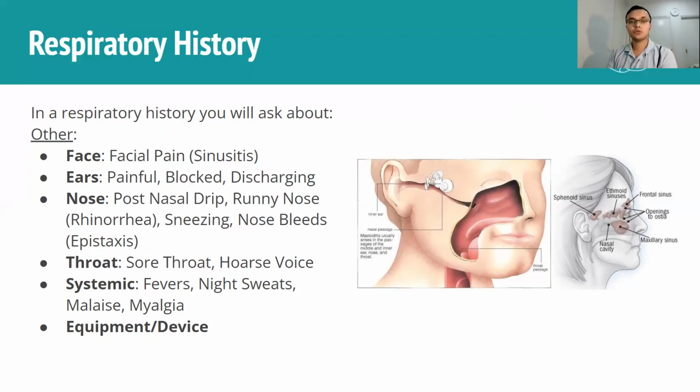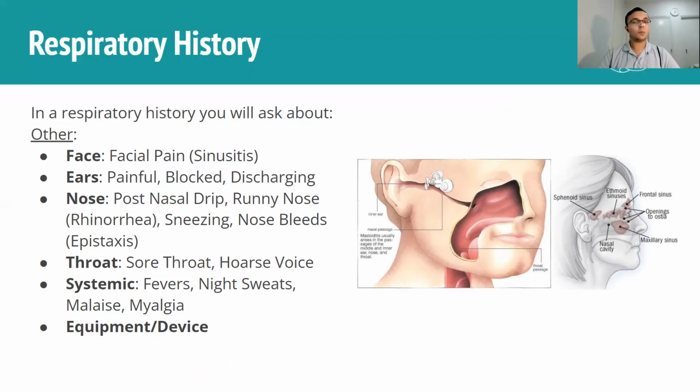You also have throat-related questions. So do they have a sore throat? Do they have a hoarse voice? Then you have your more systemic questions about fevers, night sweats, malaise, myalgia. And again, a lot of them are related to infection or cancer and more systemic pathologies.